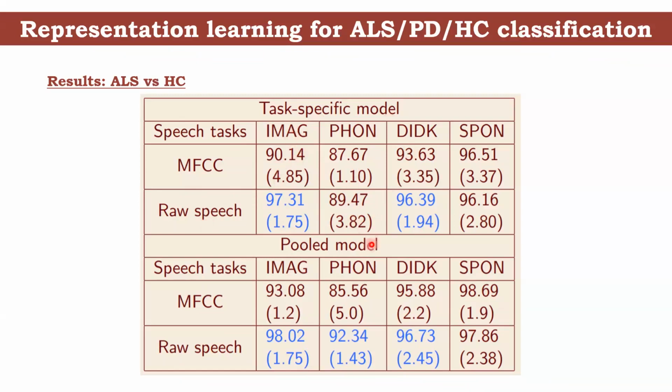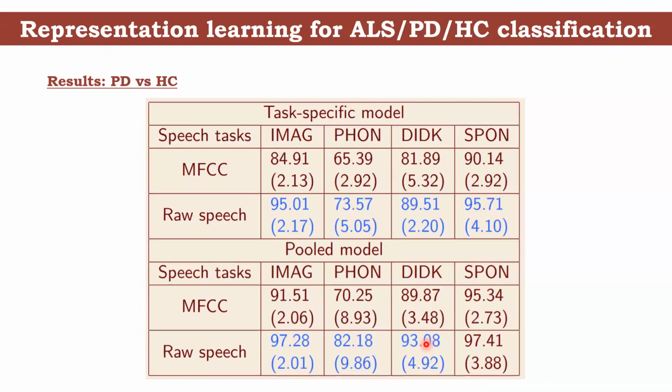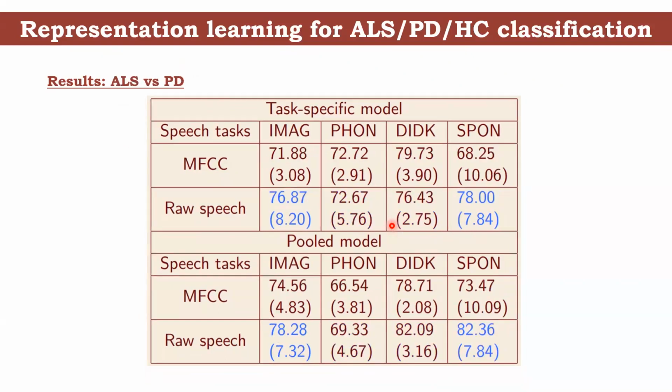In fact, we need to pool the model, meaning you take all tasks together for training. But at test time, you just do it individually. Here, we get benefit using raw speech. So then it becomes a question that, okay, great, if the raw speech-based features, which are probably different from MFCC, are doing better than MFCC, what are they? I'll just show you in a minute. Hold your breath. So here, PD versus HC, again, a similar kind of story: we get benefit for almost all the speech tasks. Same for ALS versus PD.